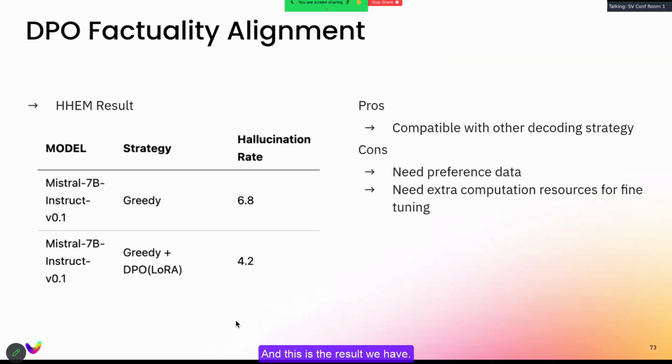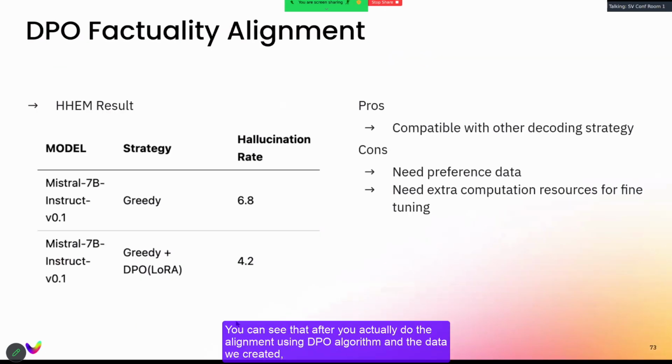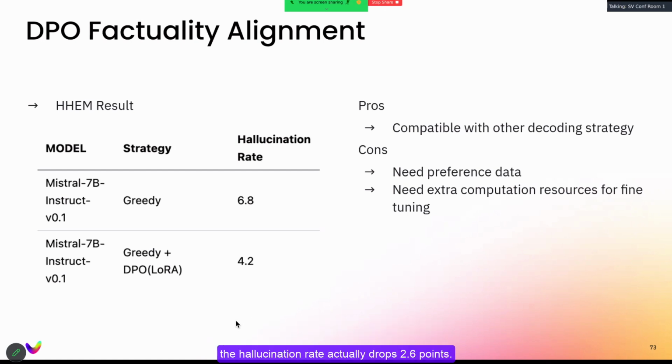And this is the result we have. You can see that after you do the alignment using the DPO algorithm and the data we created, the hallucination rate, compared with the initial greedy decoding using the original model, actually drops 2.6 points. This is very effective.